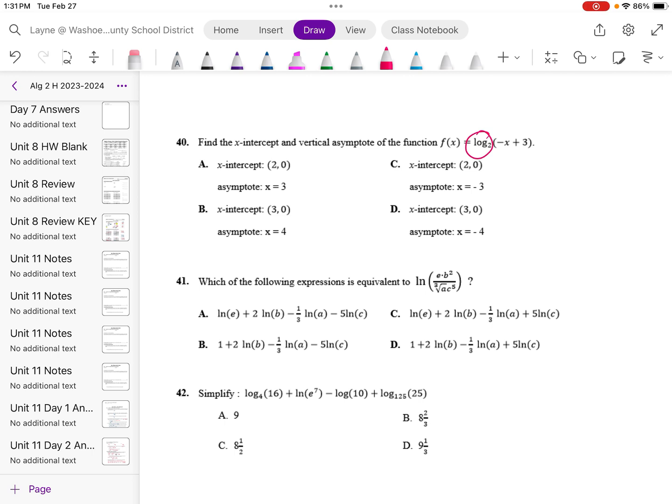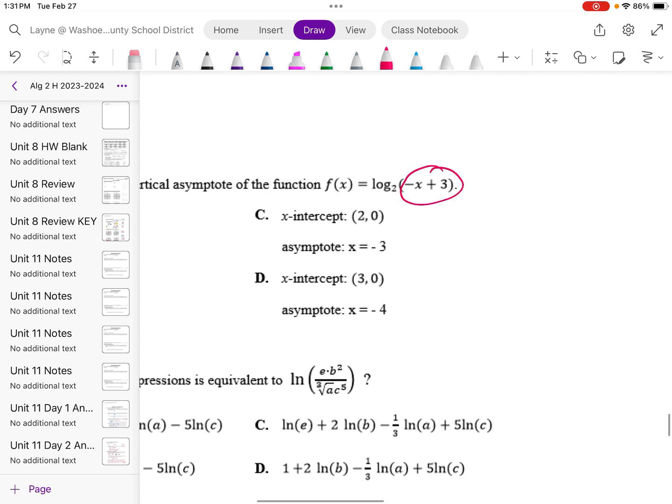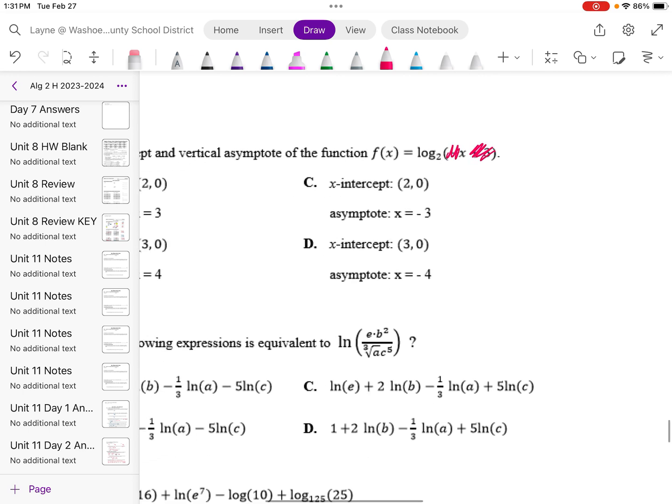So the first thing I'm going to do is change this from log form to exponential form, and I'm going to completely ignore the transformation. So I'm going to ignore this negative and this 3 and switch this to exponential form. So this will be 2 to the y equals x. And then I'm going to find my 2 critical points. So my first critical point I'm going to find by plugging in 0.